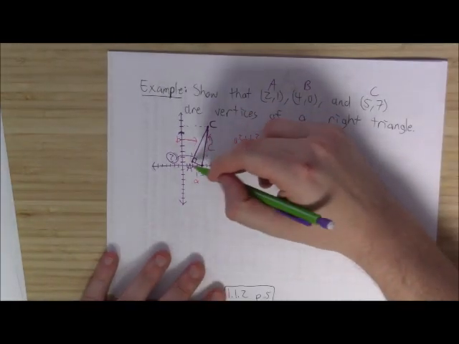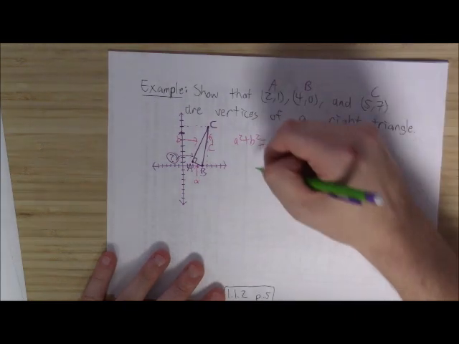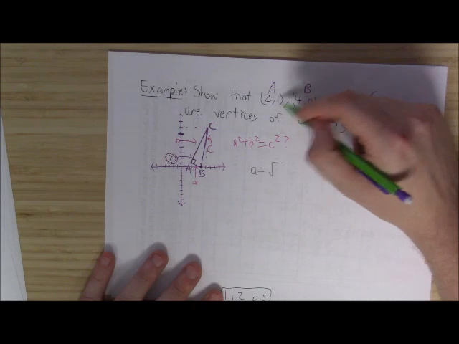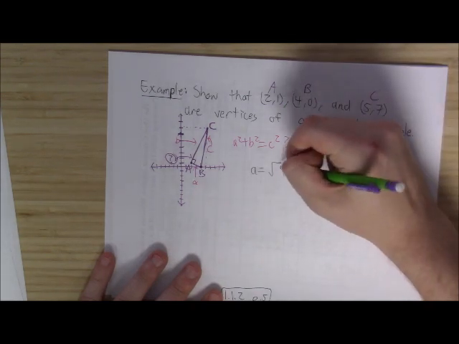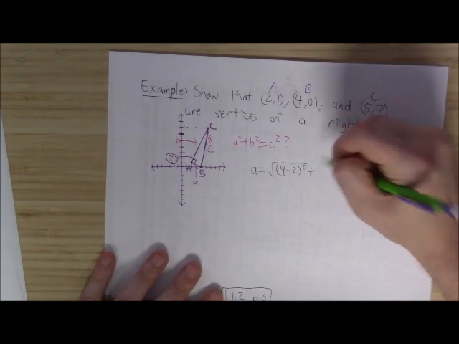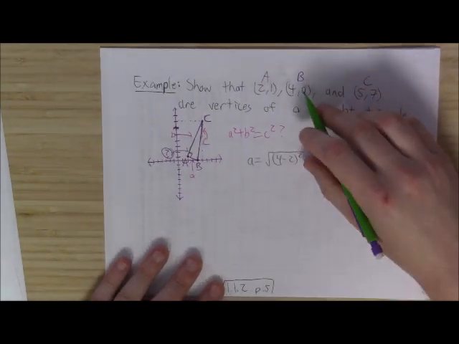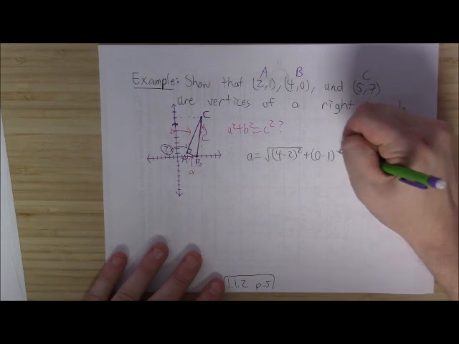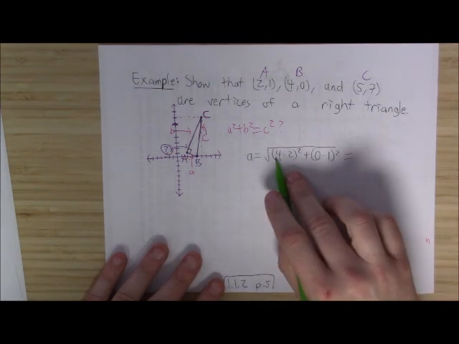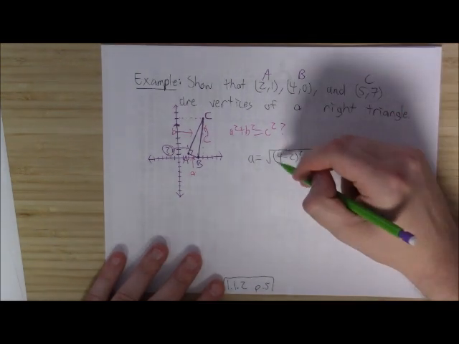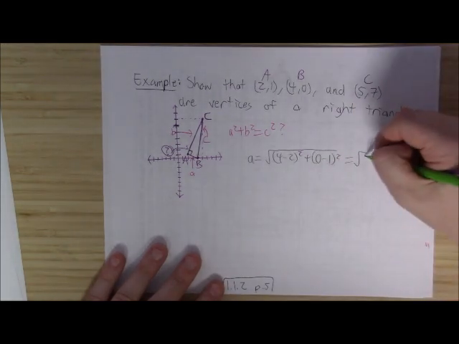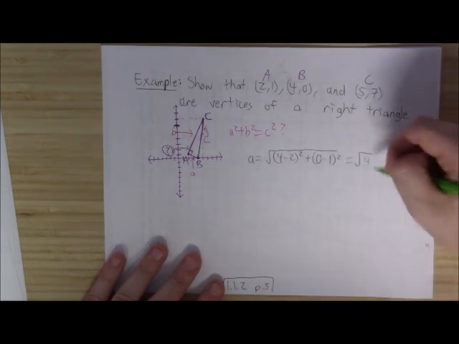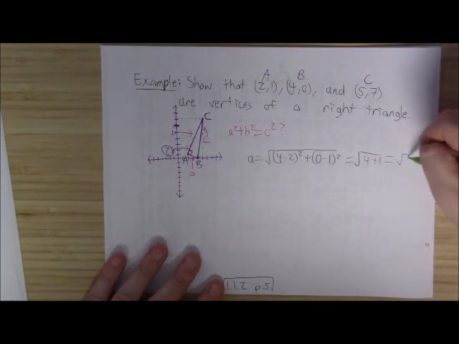So A is the distance between A and B. So A equals the square root of (4 minus 2) squared plus (0 minus 1) squared. What does that give me? That gives me the square root of 4 minus 2, which is 2, squared is 4, plus 0 minus 1, which is negative 1, squared is 1, so that gives me the square root of 5.